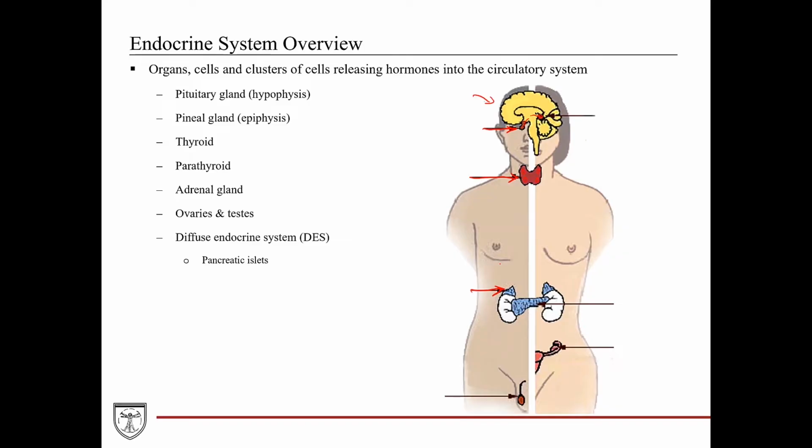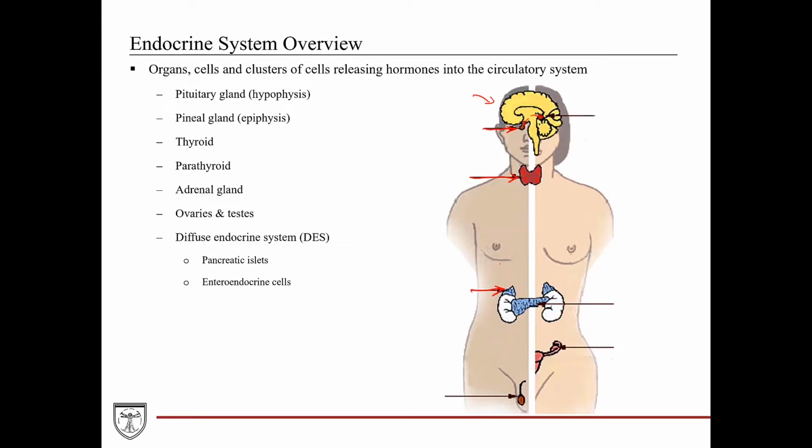Another good example of the diffuse endocrine system includes the enteroendocrine cells, many of which are unicellular endocrine cells that are distributed throughout the GI tract, releasing their products into the bloodstream. There are other unicellular endocrine cells distributed throughout other organ systems.